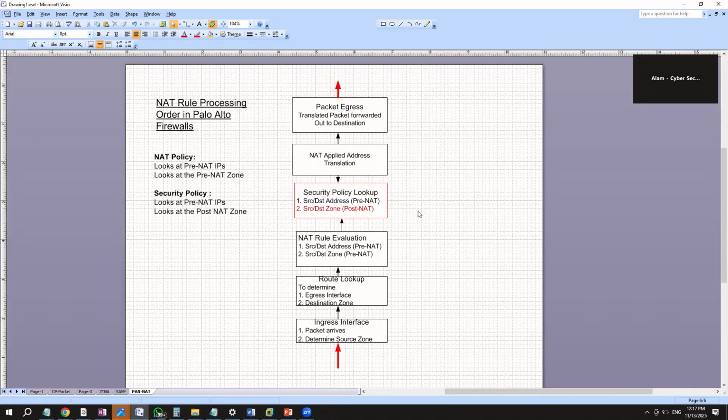So again, the summary is, I wrote it here also. In the NAT policy, zones and addresses are pre-NAT, and in the security policy, the IP addresses are again pre-NAT, but the zones need to be the zones for the post-NAT IP addresses. So yeah, that's the summary.